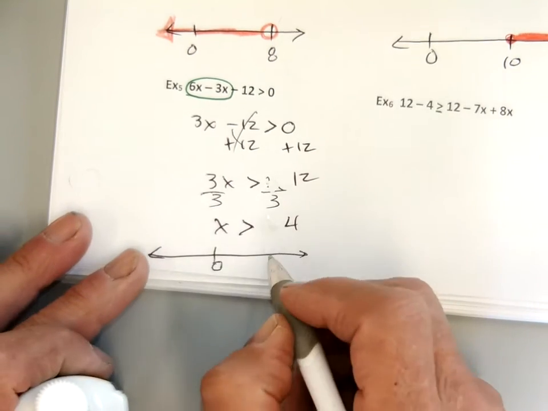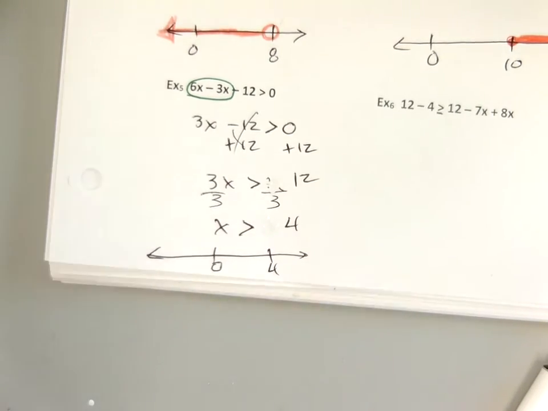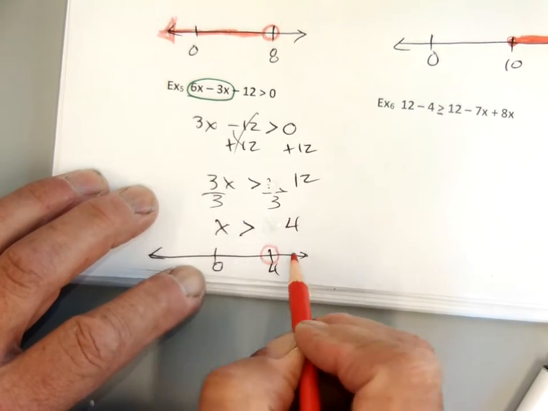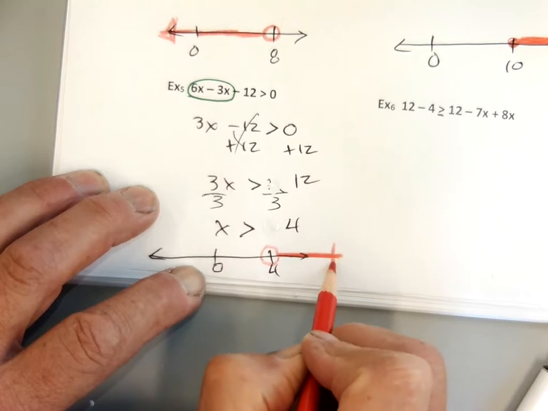Here we go. And greater than, open circle. No equal sign, right? Open circle. And greater than 4. There we go. Awesome.